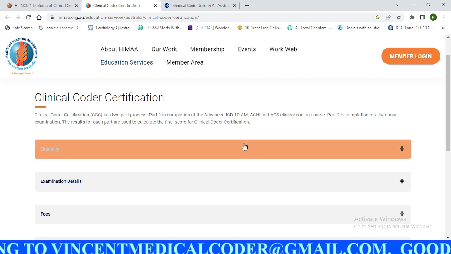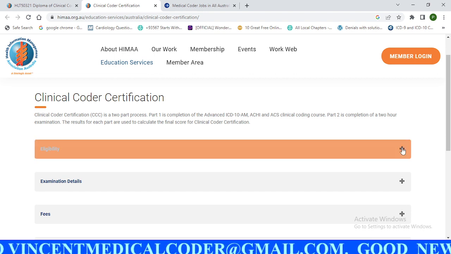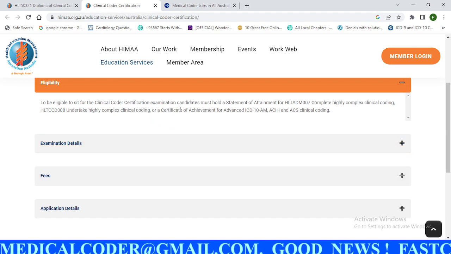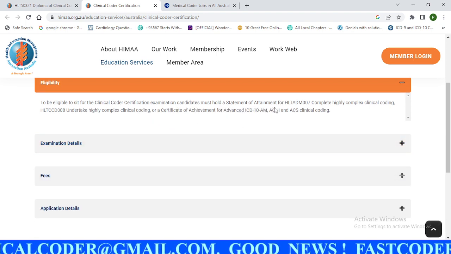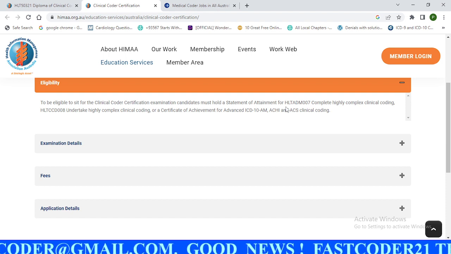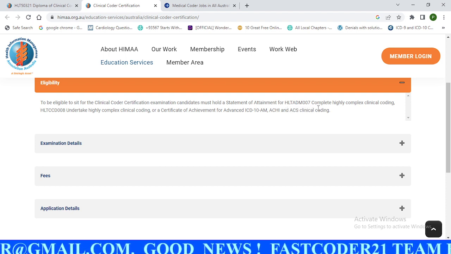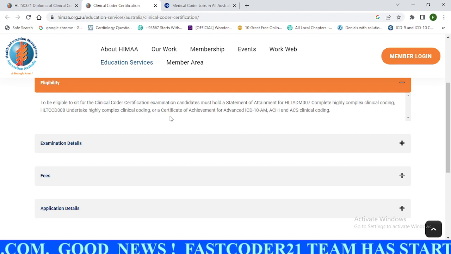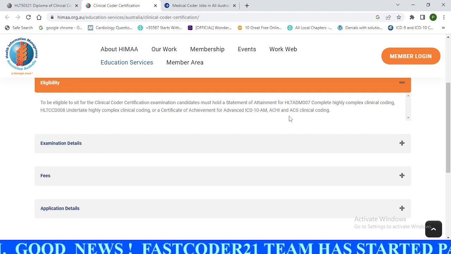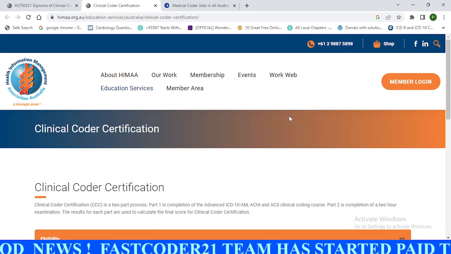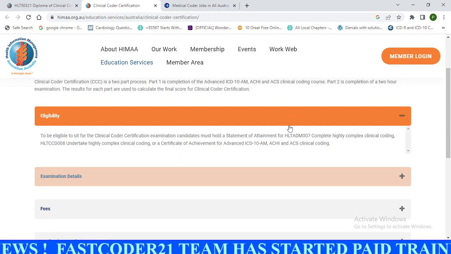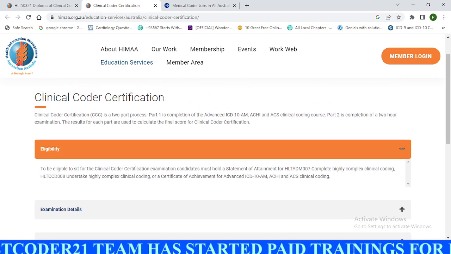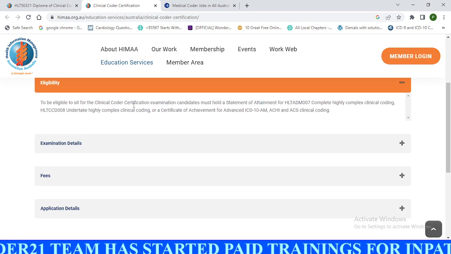So this is the CCC certification. Here you can see the eligibility. To be eligible to sit for the clinical coder examination, candidates must hold a statement of attainment of HLTADM007, complete highly complex clinical coding, and undertake the advanced clinical coding certificate. So in order to complete the CCC, you need to complete all these basic courses first. Then only this is the final certification for clinical coders in Australia.